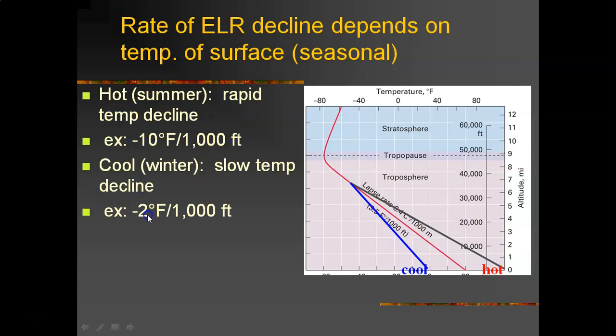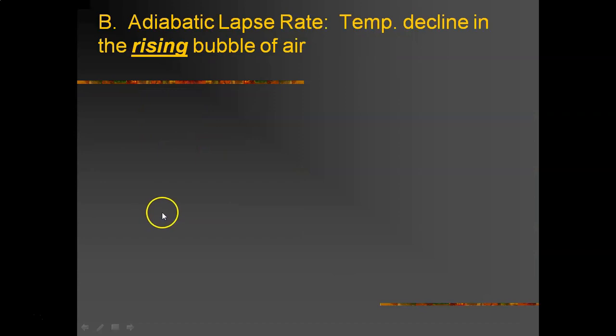And we're just going to use these numbers in our example. Now there is another lapse rate I've got to introduce you to. And it's, again, a mouthful of a term. It's Latin. It's called the adiabatic lapse rate. And we've got a different lapse rate now. This is the rate of temperature decline in the rising bubble of air. And there are two kinds of adiabatic lapse rates.